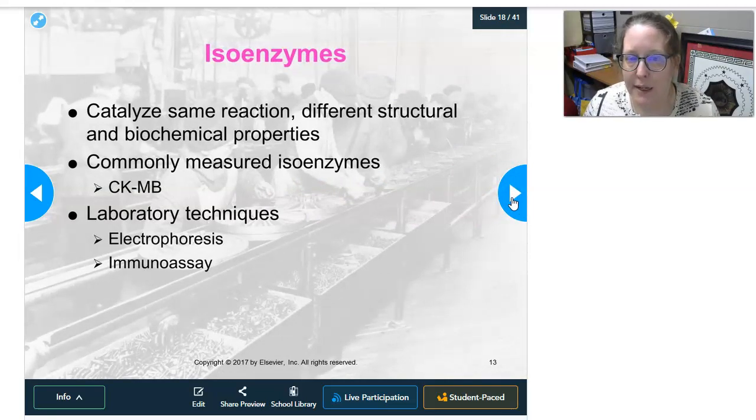Isoenzymes are enzymes that catalyze the same reaction, but they have slightly different structural and biochemical properties. And so they do the same job, they just look slightly different. Since there are variations in how they look, we term them isoenzymes, and sometimes there are instances where the isoenzyme that's present makes a difference. The most commonly measured isoenzyme is CKMB, but even at that, it's not used as much anymore because it's basically been largely replaced by the troponin. Laboratory techniques to measure different isoenzymes usually include electrophoresis or various immunoassays.